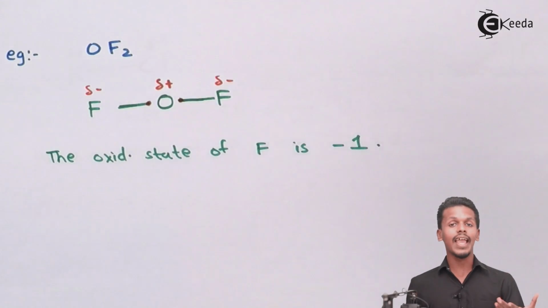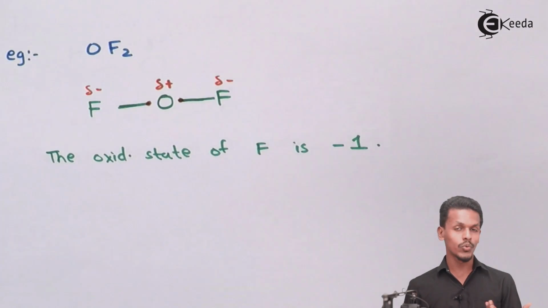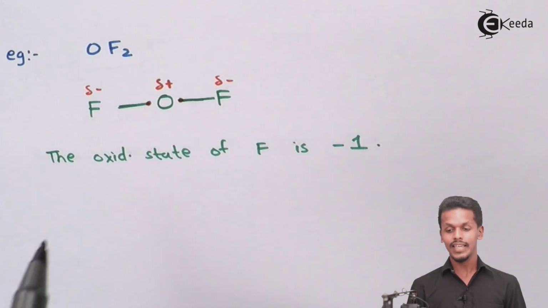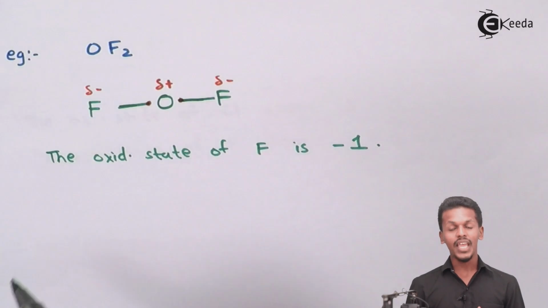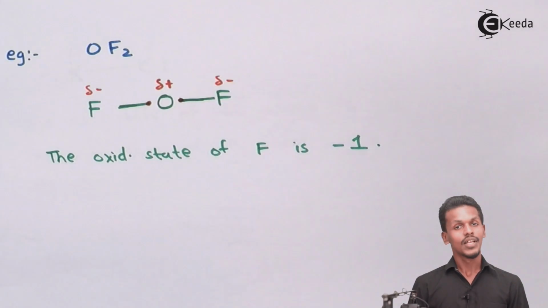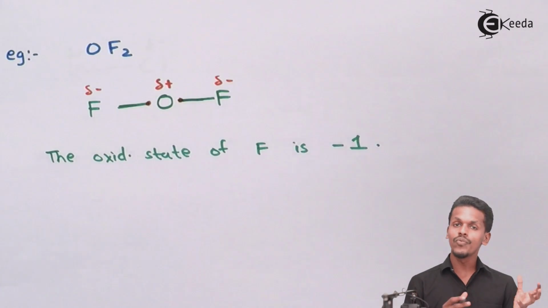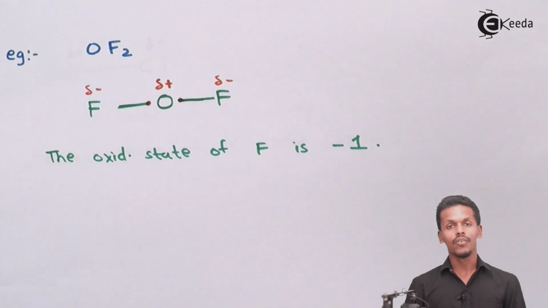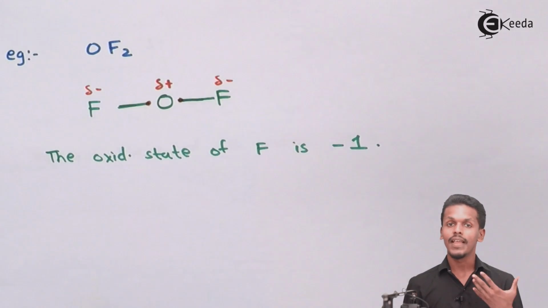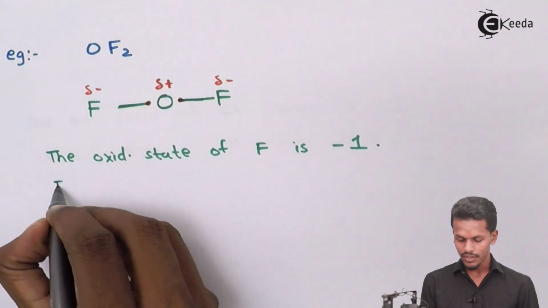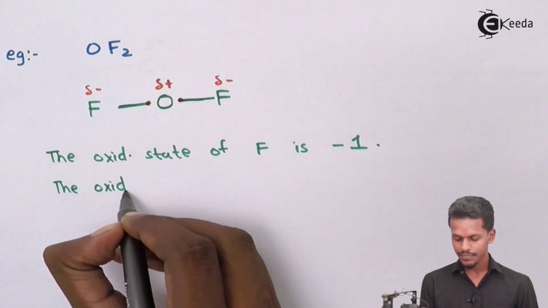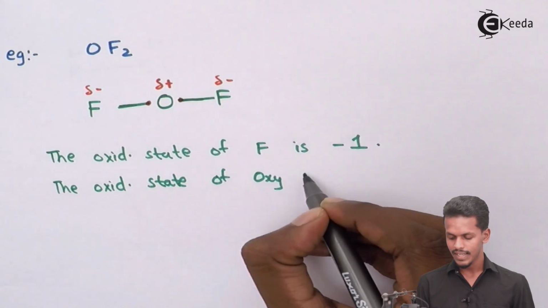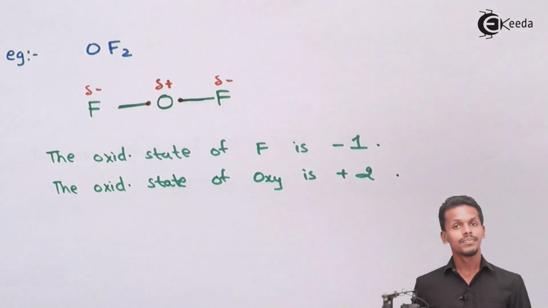But oxygen, as we know, has a valency of 2, and when it comes to charge, it acquires -2 charge. But in this example, oxygen is behaving as a partially positive charge, because it is attached to 2 fluorines. Therefore the oxidation number, or oxidation state, of the oxygen will be +2.